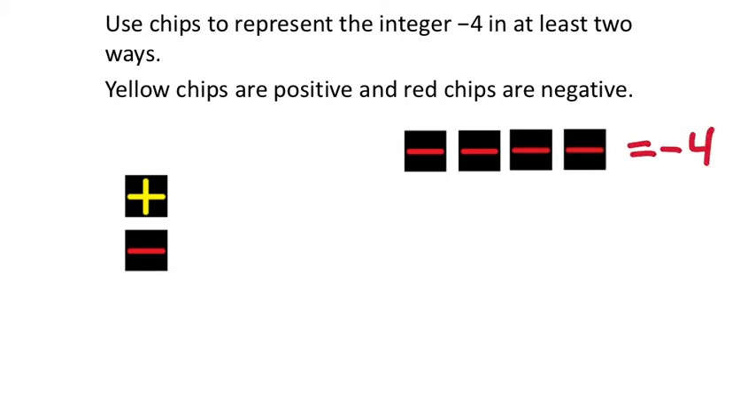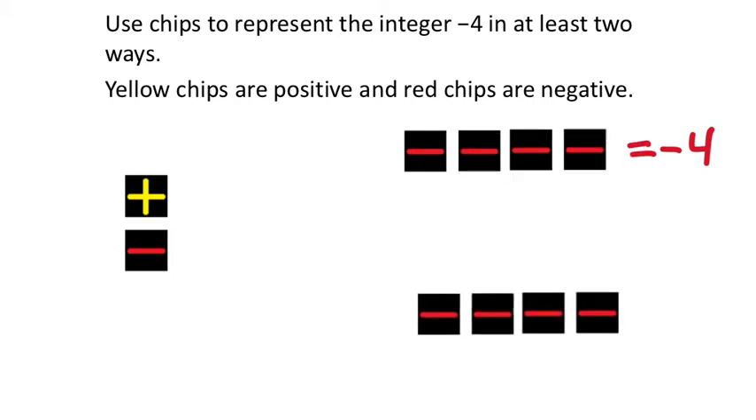-4. Okay. Well, it says represent at least two different ways. So we're just going to do two ways, and then we'll be done. Now, the thing that I know is that the total value has to be -4.